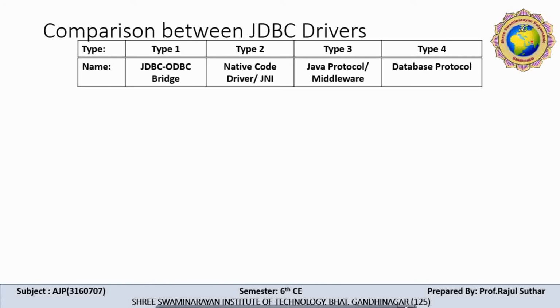First one is type 1 driver, type 2 driver, type 3 and type 4 driver. So what is the name of type 1 driver? Type 1 driver is nothing but JDBC-ODBC bridge. Java Database Connectivity, Open Database Connectivity bridge. Here a bridge is created. Type 2 driver is a native code driver. We require the vendor. So native code driver, JNI.